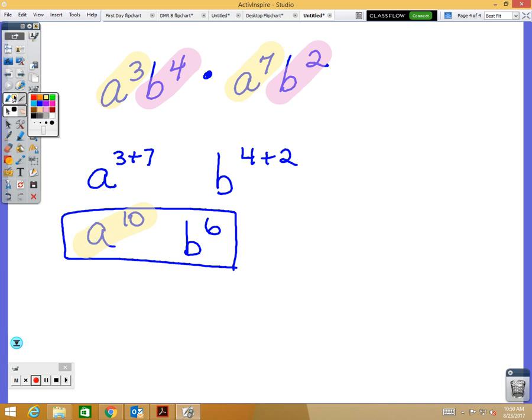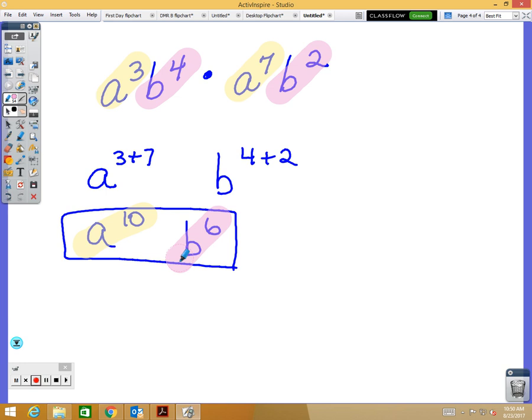And then we're looking at our b's. For our b's, b to the 4th, b to the 2nd. So 4 plus 2 is 6. There's that. And they just go right up against each other. Even though they're right up against each other, they really don't affect each other at all. It's just like they're buddies.